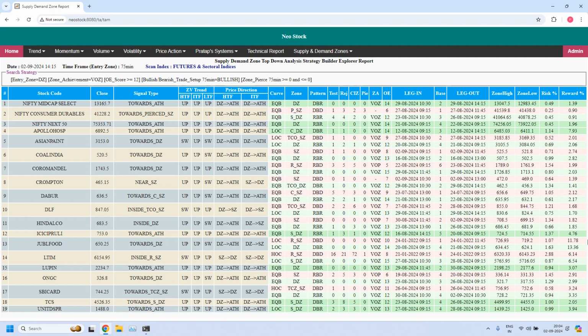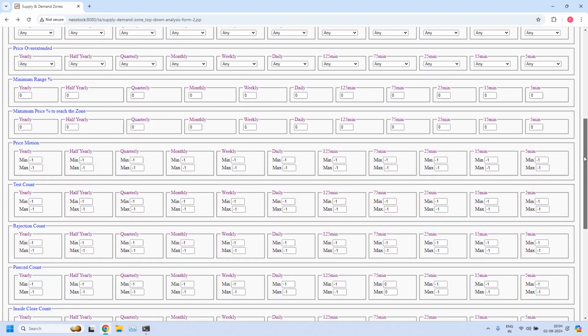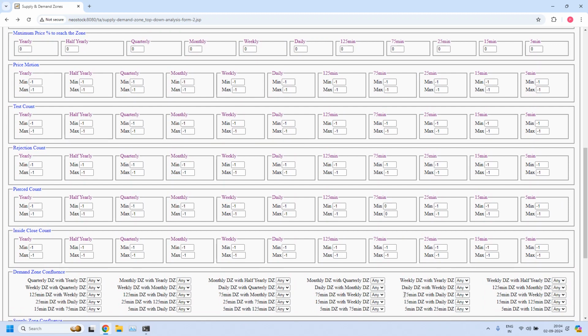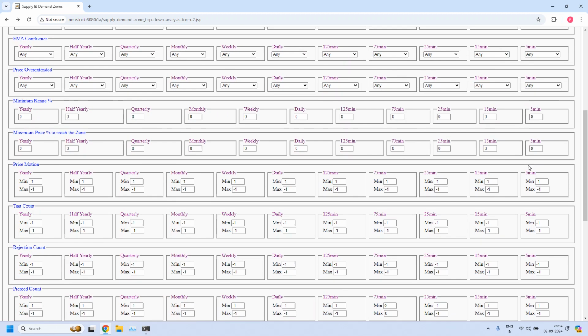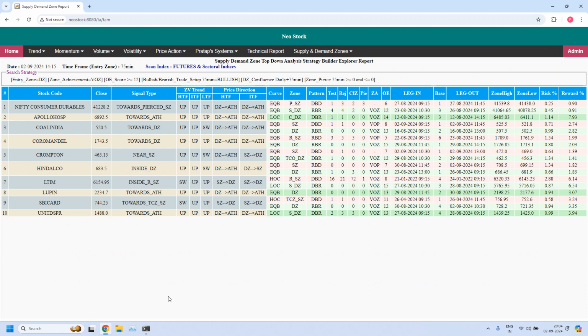Okay, now let us verify whether any of these stocks have confluence with the ITF time frame. That means 75 minute and daily zones having confluence. Let us verify. In the demand zone confluence, I enabled the 75 minutes demand zone with the daily demand zone confluence, that is LTF and ITF zone confluence. Now the list is reduced to 10 stocks. From 19, 10 stocks are getting displayed.